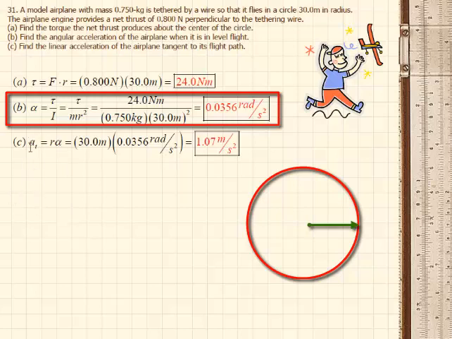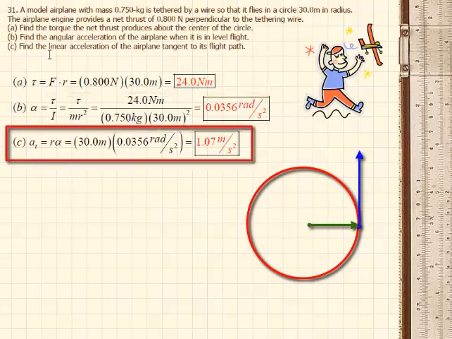B, then find the angular acceleration of the airplane when it's in level flight. This one, all we have to do is take the definition for angular acceleration as the torque tau divided by I. Okay, so we're going to look at the definition of I as the simple mass times the radius squared, make that conversion, and now we do have the mass, we have the radius, and we have now the torque from part A. So it's a matter then of product and quotient. And we end up with 0.0356 radians per second squared of angular acceleration.